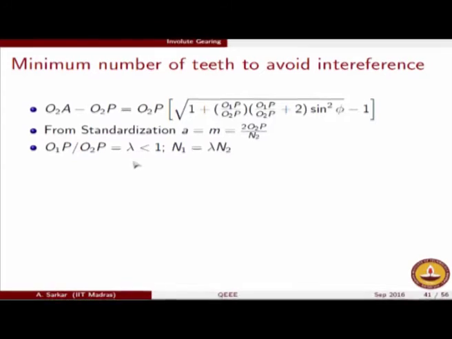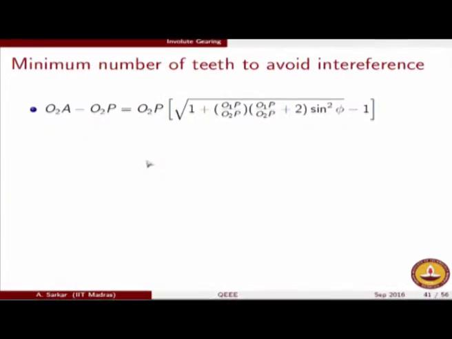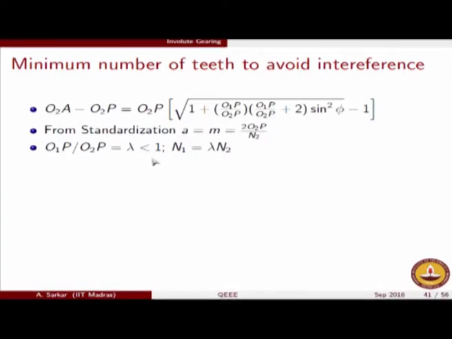And when we take lambda for this ratio O1P by O2P, please note as per the drawing O1P is the pitch circle radius of the pinion and O2P is the pitch circle radius of the wheel. So therefore the ratio of O1P and O2P, which I am symbolizing as lambda, is lesser than 1. Similarly, the number of teeth in the pinion is equal to lambda times the number of teeth in the wheel, because after all the ratio of the pitch circle radius is equal to the ratio of the number of teeth also, because they have the same module, as we all know.